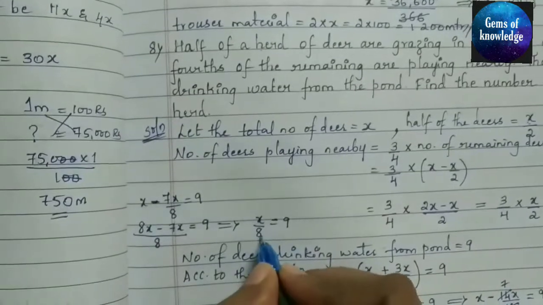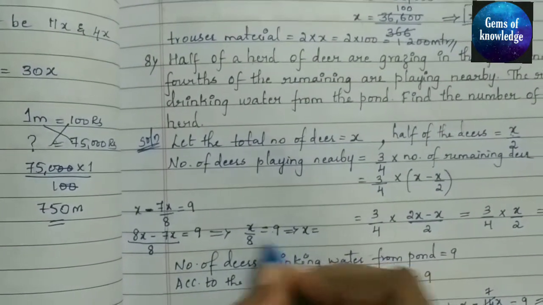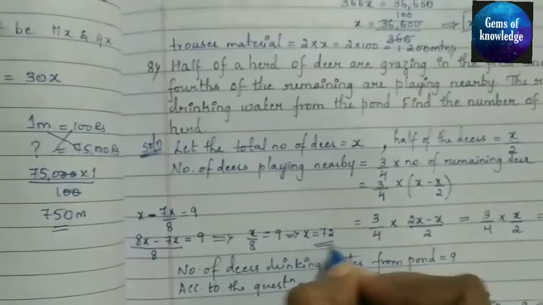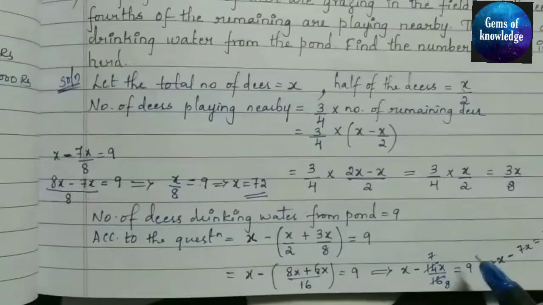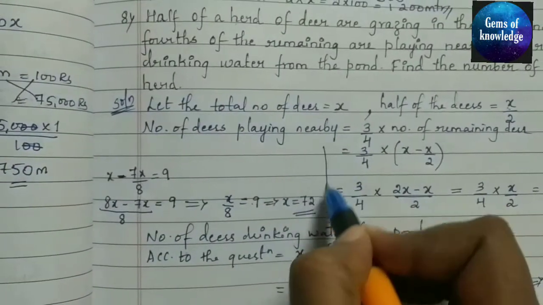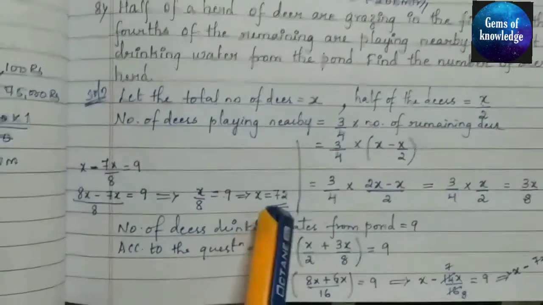So when you take this 8 to this side, we will get the value of x equal to 9 times 8, which is 72. So this will be the final answer. Since there was no space here, I have solved this part here. I hope you are understanding this answer.